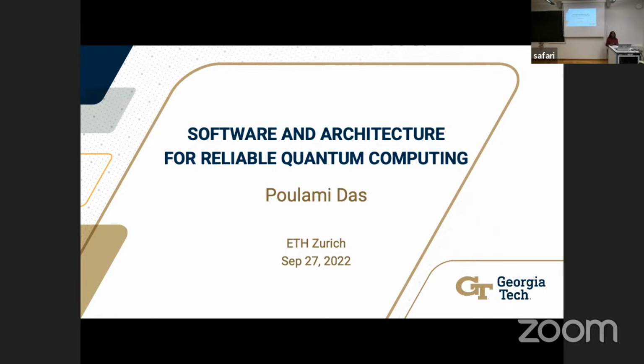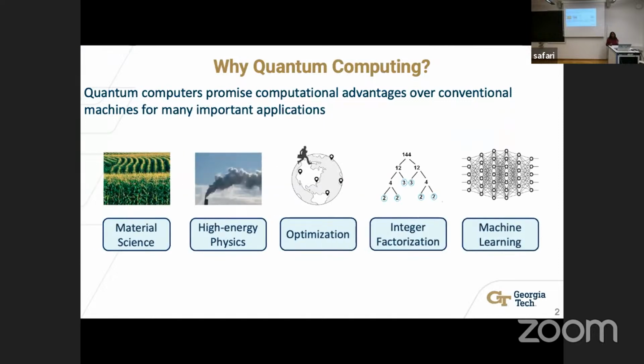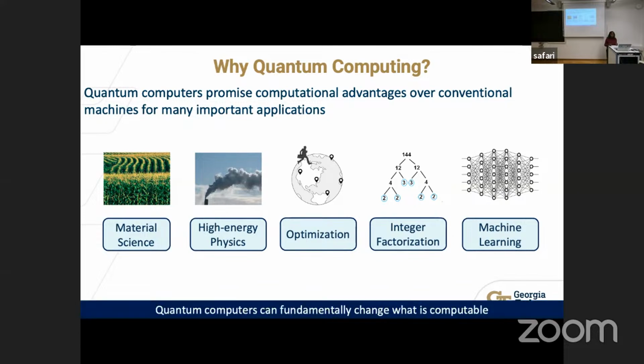Thank you for the introduction, and I'm very glad to be here in person. So today I'll be talking about some of my recent works, and the focus of them are primarily building software and architecture for reliable quantum computing. So why quantum computing? Quantum computers promise computational advantages, or promise that they can accelerate a certain class of many critical applications. For example, if you want to simulate molecules or you want to factor large numbers, these are just not possible to solve in a reasonable amount of time on conventional systems. And this exponential speed up from quantum computers is what makes them promising, because they can fundamentally change what is computable.